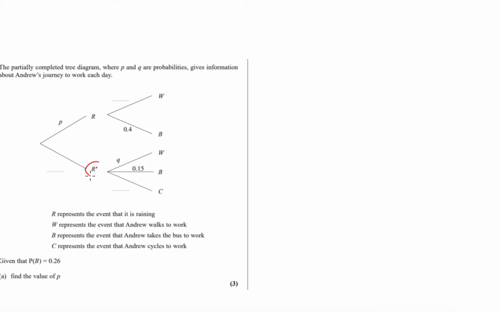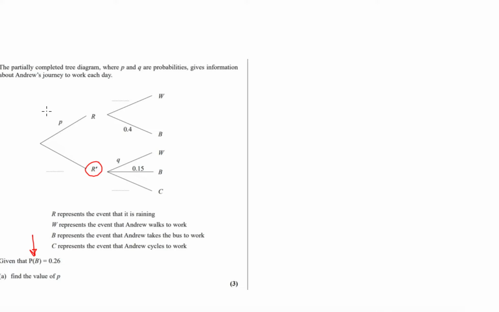Just for anyone who doesn't know, if you have a dash next to a probability, it means the negation of that event, so this just means not raining. Given that P(B) equals 0.26, which is the probability that he took the bus to work, find the value of P. So let's have a look at the tree diagram first.